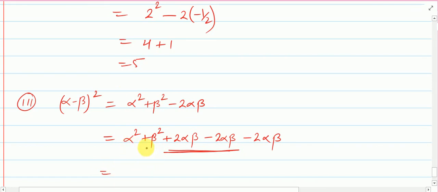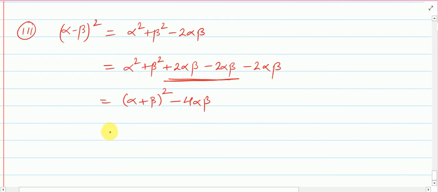Now the first 3 terms can be written as alpha plus beta whole square, and here minus 2 alpha beta minus 2 alpha beta becomes minus 4 alpha beta. So alpha plus beta is how much? 2. Then 2 square minus 4 times minus half, because alpha beta is minus half. So 4 plus 2, it is 6.